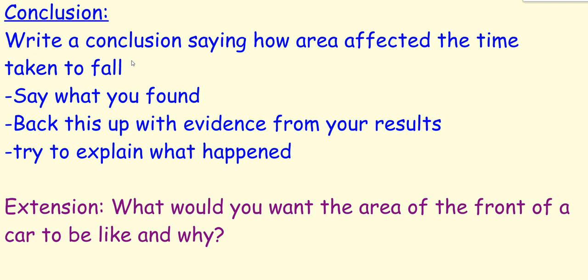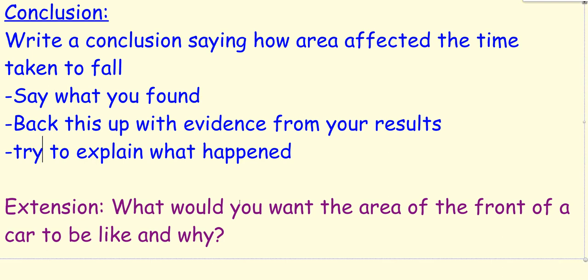Okay, so now we should be ready. You should have done your experiment, got your results, and you should now be able to write your conclusion. So I want you to describe what you found. So you want to say something like, I found that the paper fell fastest when it was either flat or in a ball. You want to back this up with some evidence from your results. Say, I can see this because, and then tell me what your results were. And if you can, try and explain what happened.